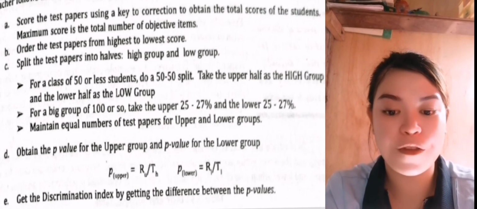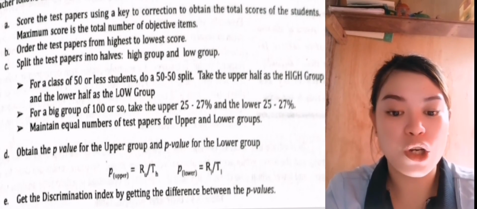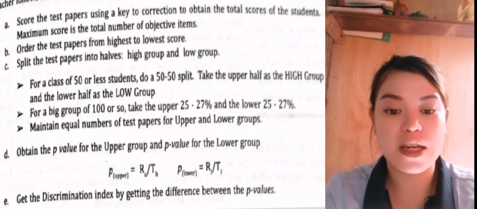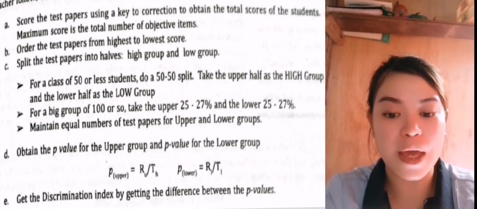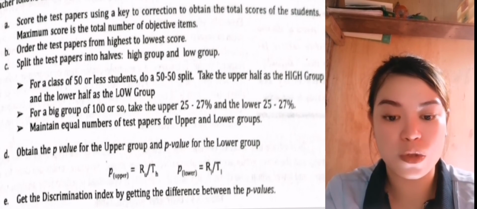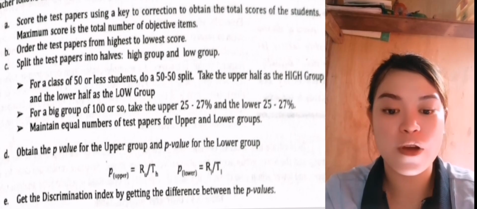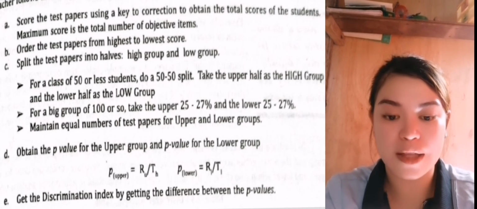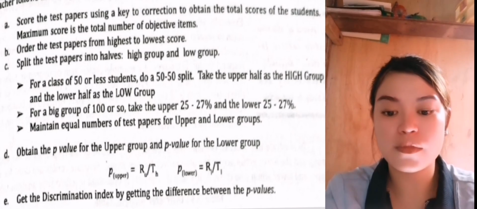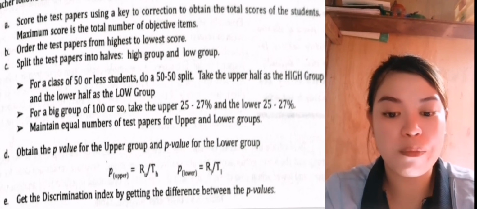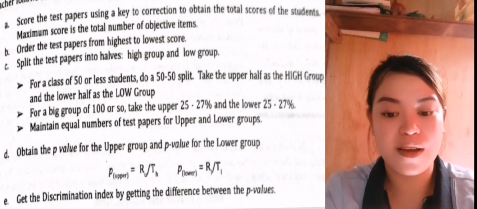For a class of 50 or fewer students, do a 50-50 split. Take the upper half as the high group and the lower half as the low group. For a big group of 100 or so, take the upper 25 to 27% and the lower 25 to 27%. Maintain equal numbers of test papers for upper and lower groups.